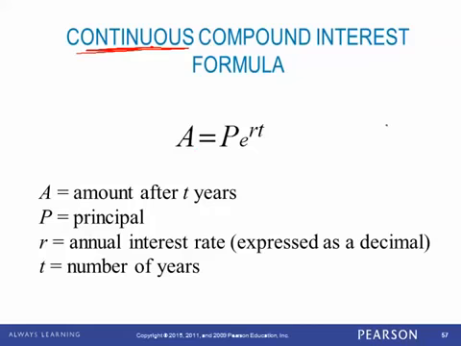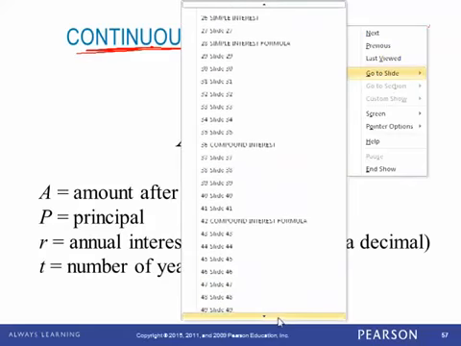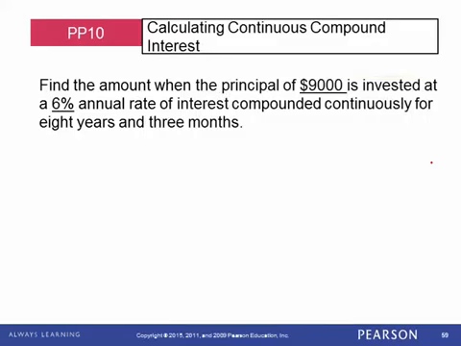So let's take a look at one here. And again, just a practice problem here. I think it's this one here. Say you have $9,000 to invest at 6%, but now it is compounded continuously. That's the word there. And it's compounded for 8 years and 3 months. Give you a little flavor for a piece of a year here. So how do we do that?